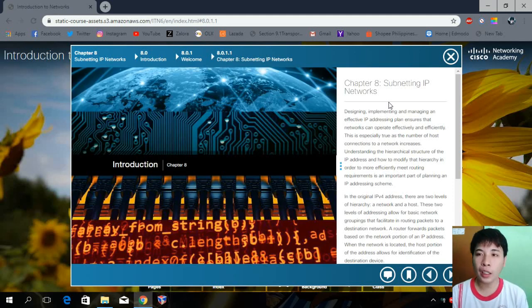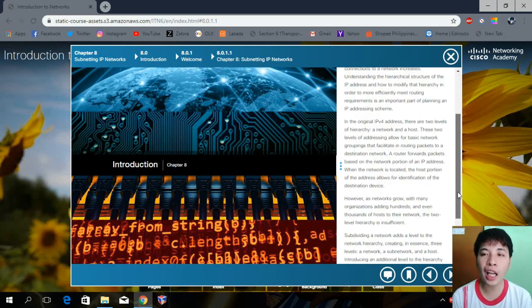Designing, implementing, and managing an effective IP addressing plan ensures that networks can operate effectively and efficiently. This is especially true as the number of host connections to a network increases. Understanding the hierarchical structure of the IP address and how to modify the hierarchy in order to more efficiently meet routing requirements is an important part of planning an IP address schema.